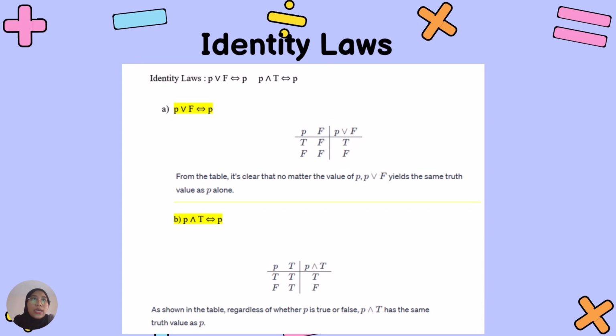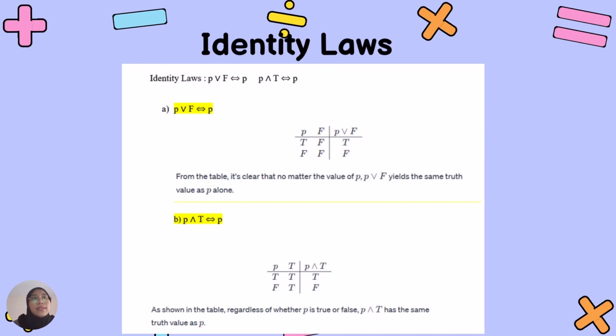So look at this equation, which is identity law, P and T equals P. This law states that a proposition P and the true value T is always equivalent to P itself. Here is the truth table to prove it. So when P is T, P and T becomes T, and when P is F, P and T becomes F. As shown in the table, regardless of whether P is true or false, P and T has the same truth value as P.